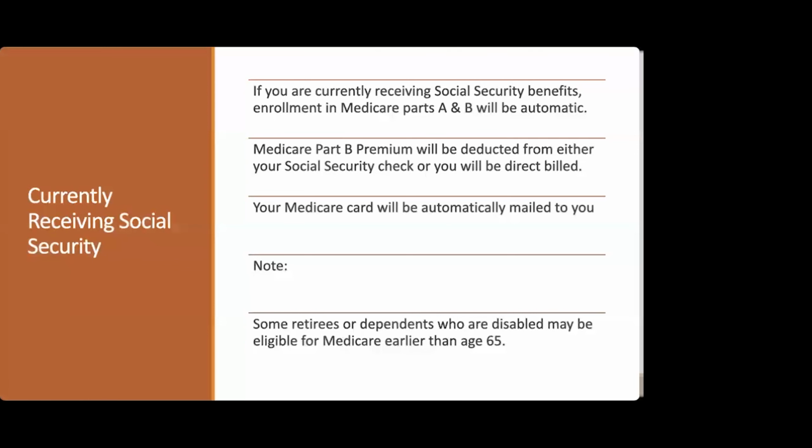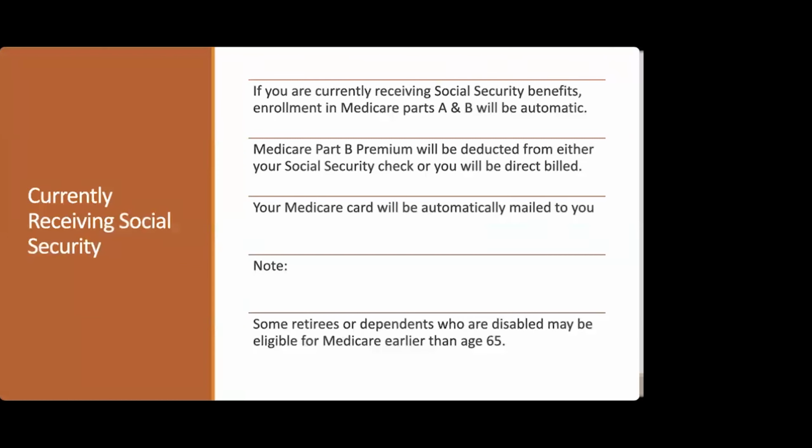Okay, so if you are currently receiving Social Security benefits, this means that the federal government is issuing your pension check to you through Social Security, then your enrollment into Medicare Parts A and B will be automatic. So again, this is if you're already getting Social Security, but not everybody waits, or some people do wait past age 65 to get Social Security benefits. So if you're waiting past age 65, then you do need to take steps to enroll.